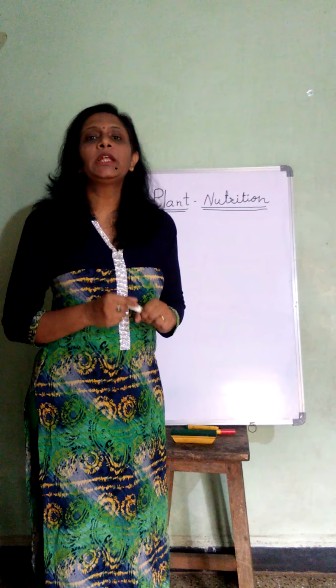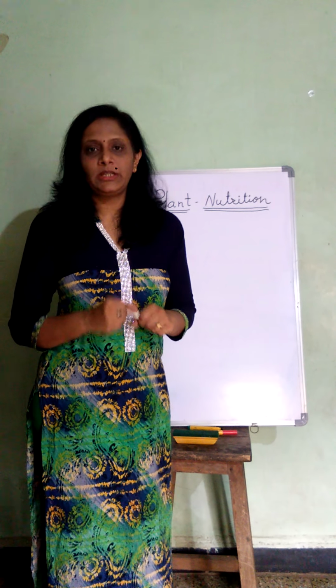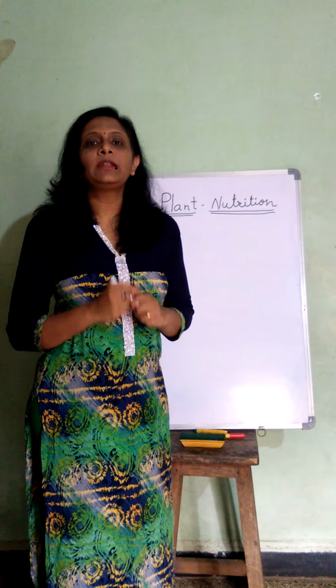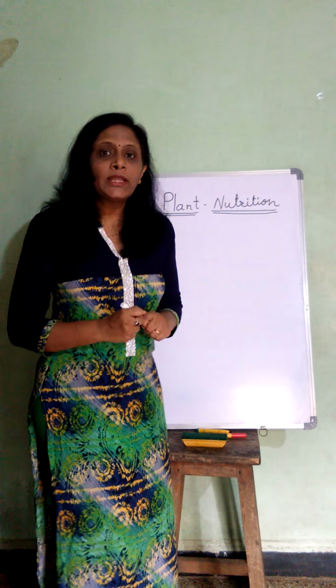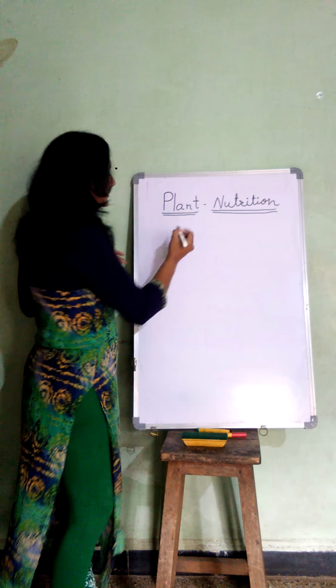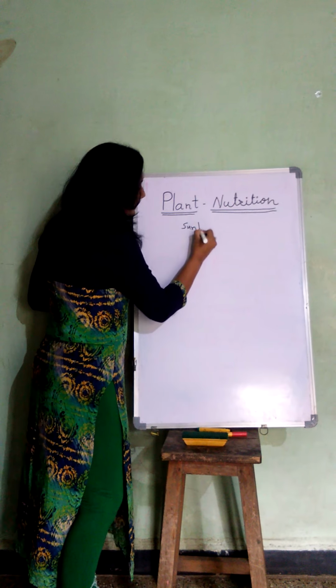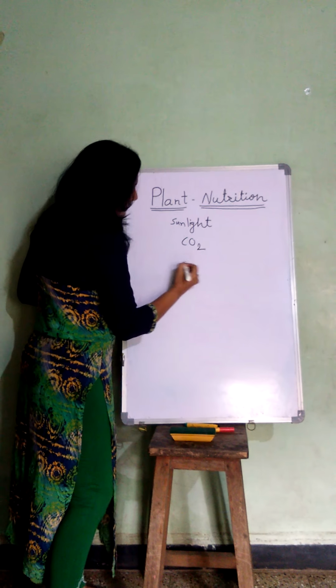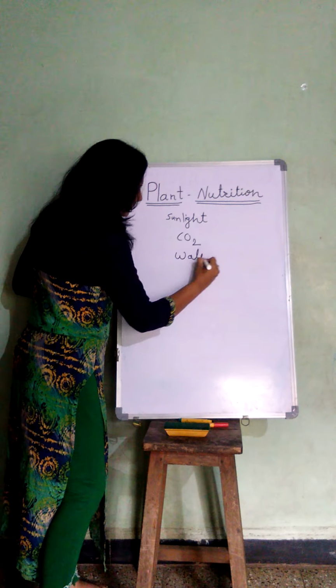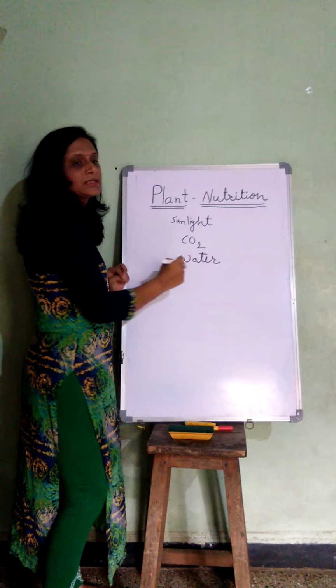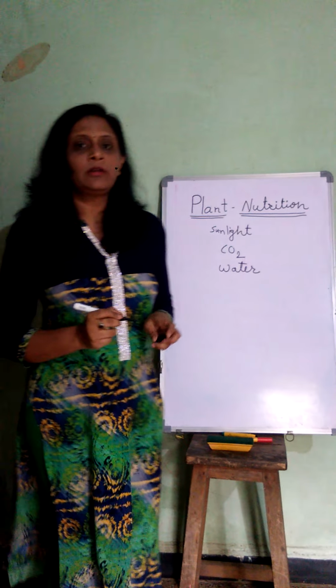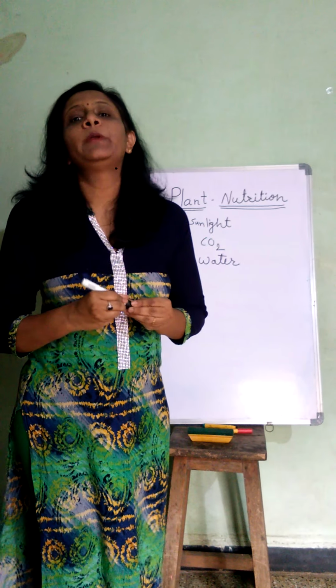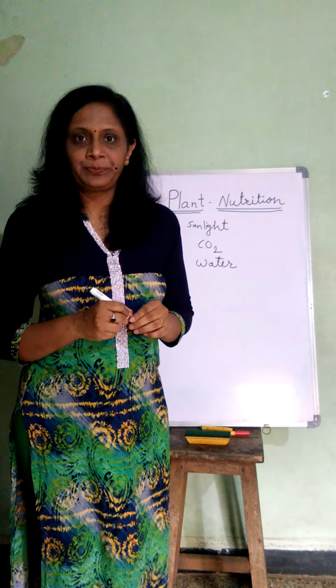We know that all the green plants are autotrophic in nature. That means they prepare their own food with the help of raw materials: sunlight, carbon dioxide and water. These three substances are required for the process of preparing their own food.